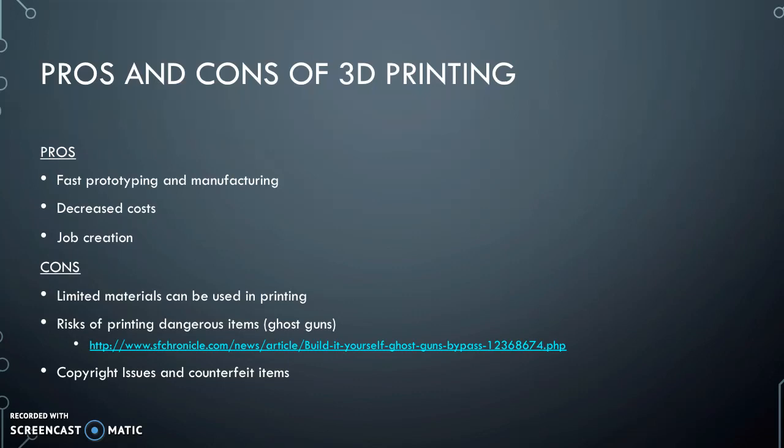What are the cons? There is a limit to the types of materials that can be used in 3D printing. There is also a risk of people using 3D printing to print dangerous or illegal items. If you look here, there is a link to an article from the San Francisco Chronicle, which talked about the latest use of 3D printing for dangerous items with the advent of ghost guns.